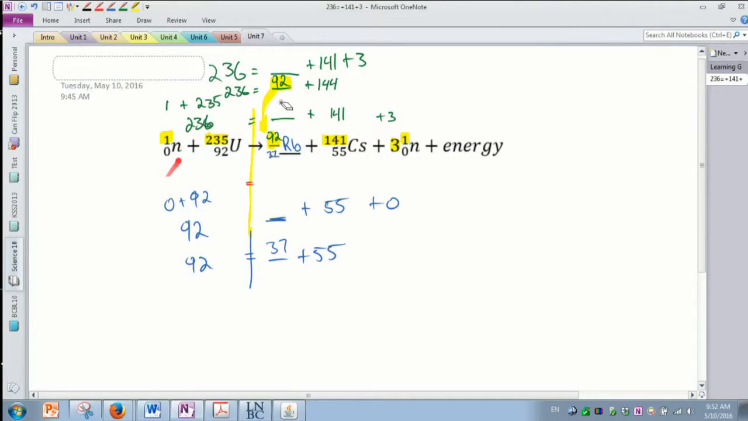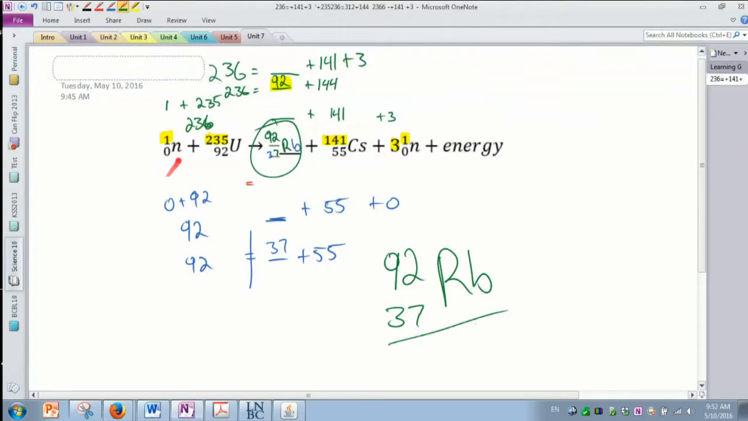So the moral of the story is the missing element, 92, rubidium, and 37. This is the blank we needed. I'm going to supersize it here. So it had a mass of 92, 37 protons, and it was Rb.